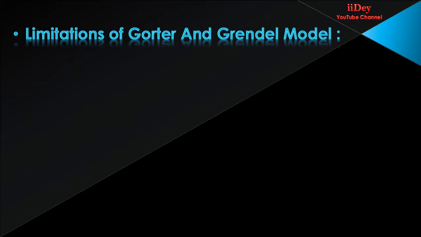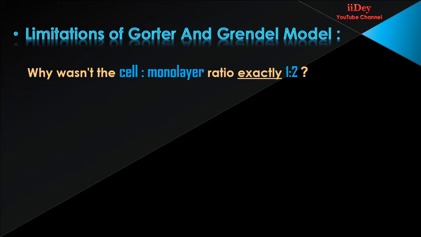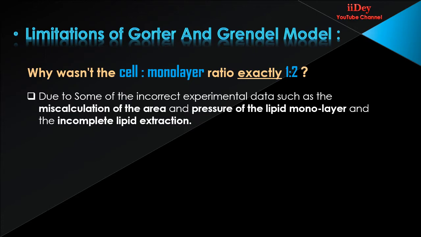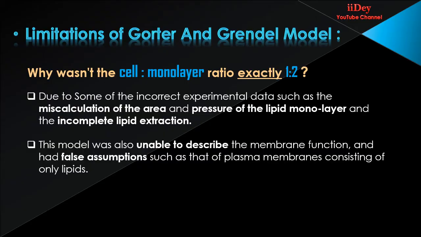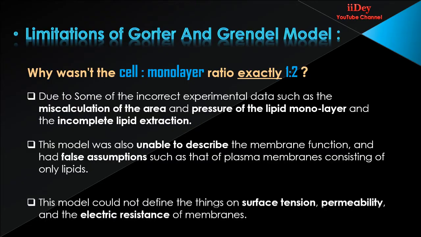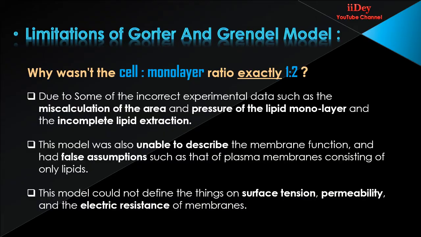There are some limitations of the Gorter and Grendel model. Let's talk about that. Why wasn't the cell to monolayer ratio exactly 1:2? It is due to some incorrect experimental data, such as the miscalculation of the area and pressure of the lipid monolayer, and the incomplete lipid extraction. This model was also unable to describe the membrane function, and had false assumptions, such as plasma membranes consisting of only lipids. This model also could not explain surface tension, permeability, and the electric resistance of membranes.